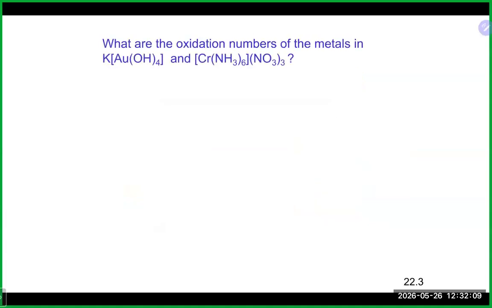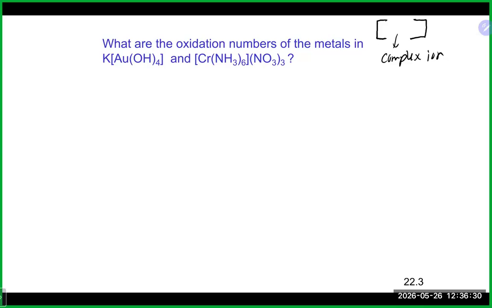All right, let's give this a go. What are the oxidation numbers of the metals? In each of these cases, we're looking for the oxidation number of the metal in the complex ion. As I mentioned before, when you look at a coordination compound, something in brackets is usually the complex ion part. So for the ones in brackets, take a moment and for each of them decide the oxidation number or state for the gold and the chromium in this case.